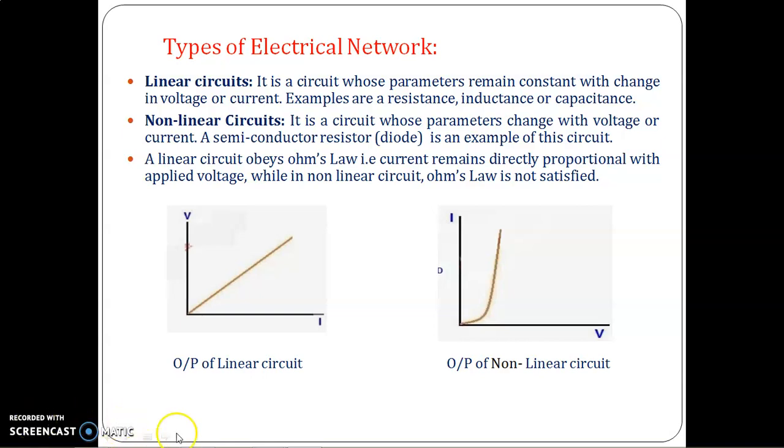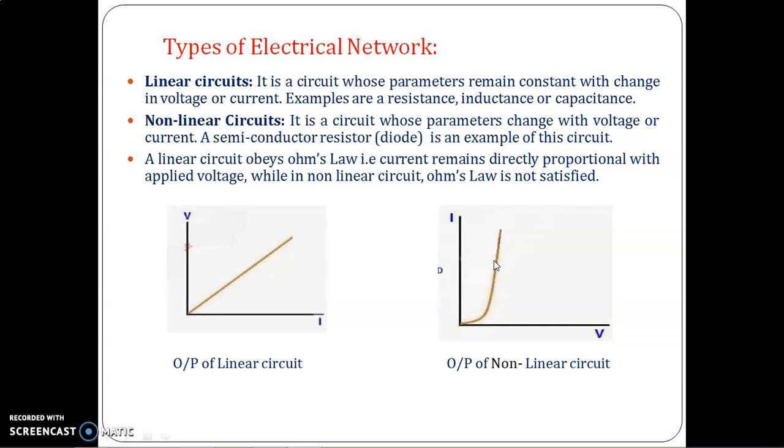See the graph here. Whenever there is an increase in current, your voltage also increases, but this increase in voltage is not in a linear fashion. In the starting it is increasing linearly, then suddenly it forms a curve and increases sharply. So the output is a curve-like fashion. It doesn't fall under the linear fashion, so this comes under the non-linear circuits.